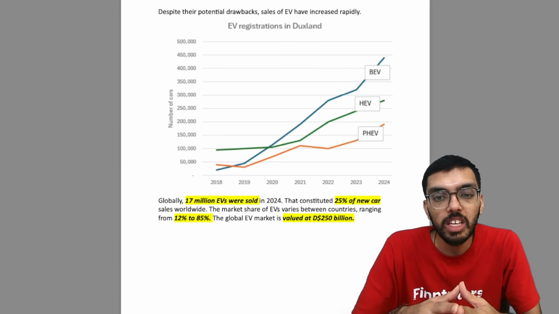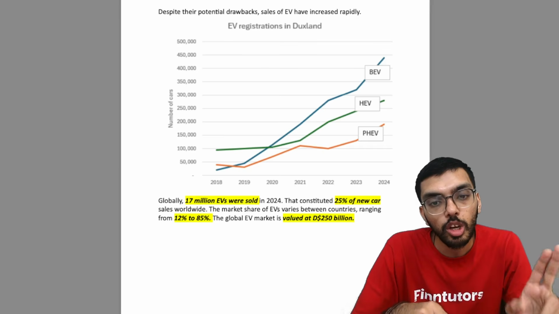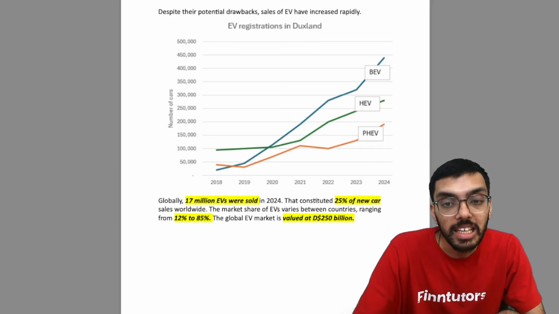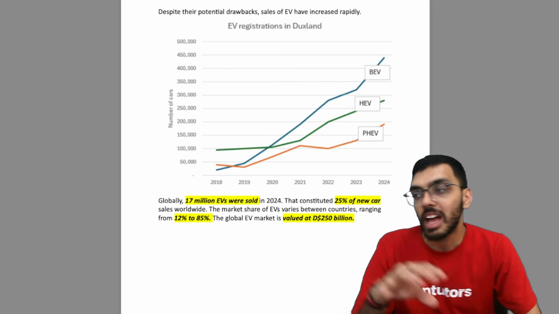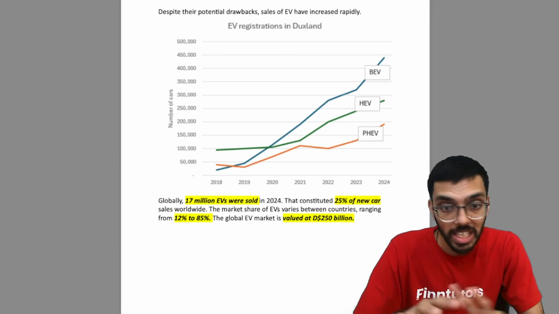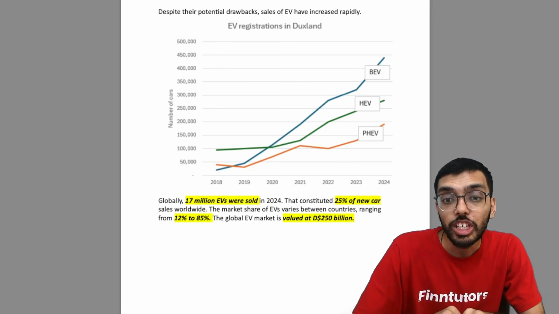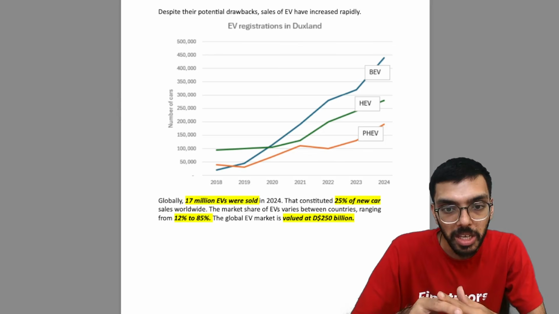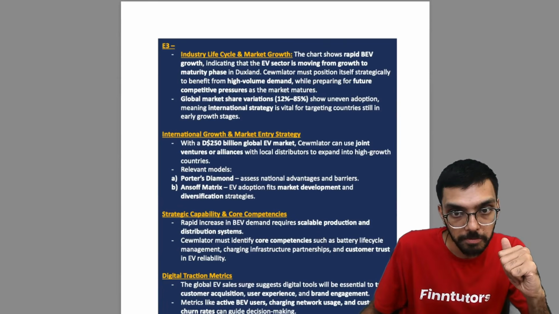The market share of EVs varies between countries, ranging from 12% to 85%. The global EV market is valued at $250 billion, a huge market. Different countries have different growth, as we have already learned in the industry analysis. Asia Pacific is the largest market, Europe and America are also big markets. But overall, the market is huge, the market is growing.